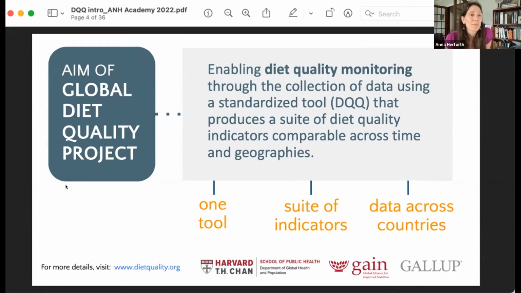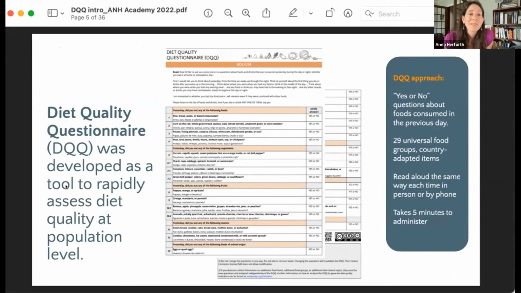So, the use of a standardized tool and a standardized suite of indicators. This project also has the aim of actually collecting and having data across countries, which is also something that's been missing. You will have a chance to practice with this today. This is what the DQQ looks like. It's used for rapidly assessing diet quality at population level.